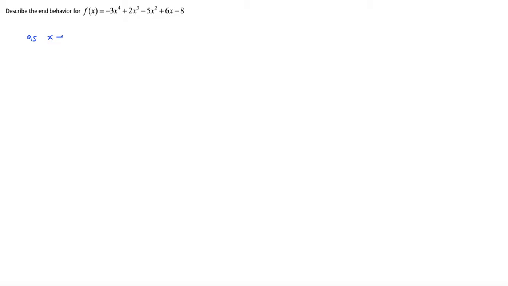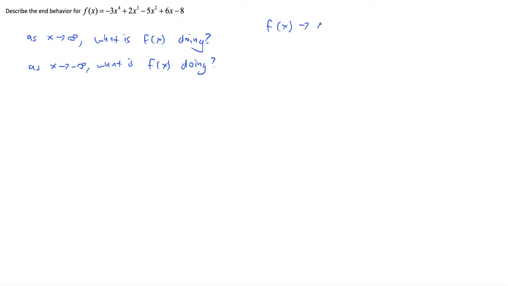As x approaches infinity, what is f of x doing? Remember, f of x just refers to the y values, right? And similarly, as x approaches negative infinity, what is f of x doing? Now, there's only two things that f of x could be doing, right? Either f of x is approaching positive infinity, or f of x approaches negative infinity, okay?